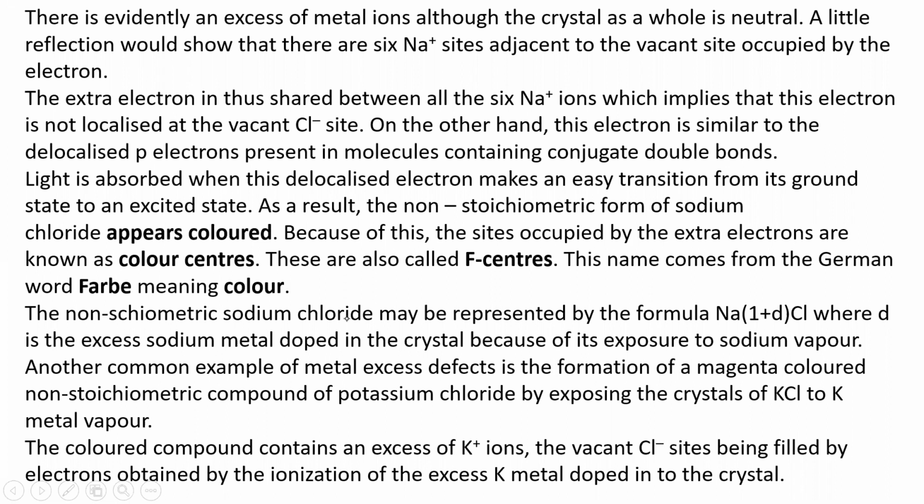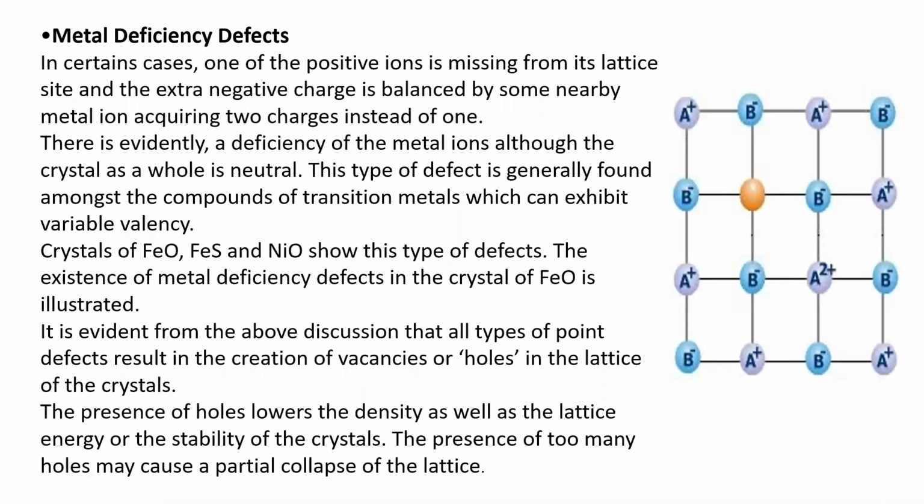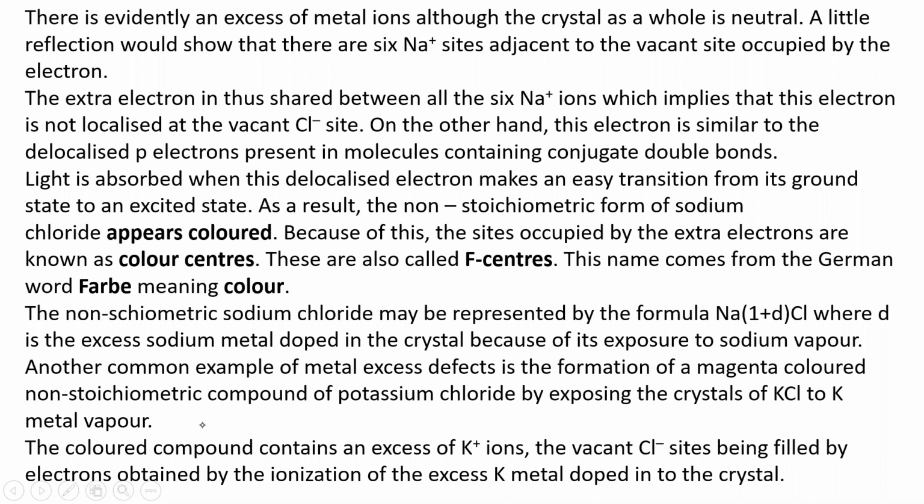The non-stoichiometric sodium chloride may be represented by the formula Na 1 plus delta Cl, where delta is the excess sodium metal doped in the crystal because of its exposure to sodium vapor. Another common example of metal excess defects is the formation of magenta colored non-stoichiometric potassium chloride by exposing crystals of KCl to K metal vapor. So if an excess of potassium ions is present in the potassium chloride crystal, it imparts a violet or magenta color.